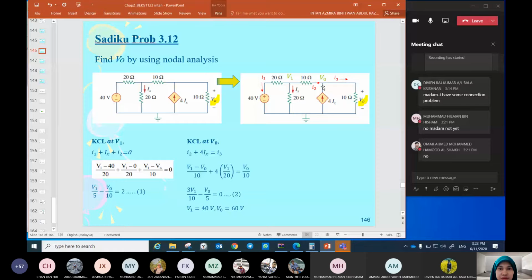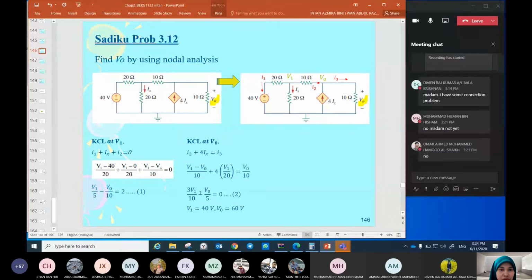KCL at V0: I2 plus 4Ix is equal to I3. Substitute I2 is equal to (V1 minus V0) over 10, plus 4Ix, where Ix is equal to V1 over 20, is equal to I3. I3 is equal to V0 over 10. Rearrange, okay?